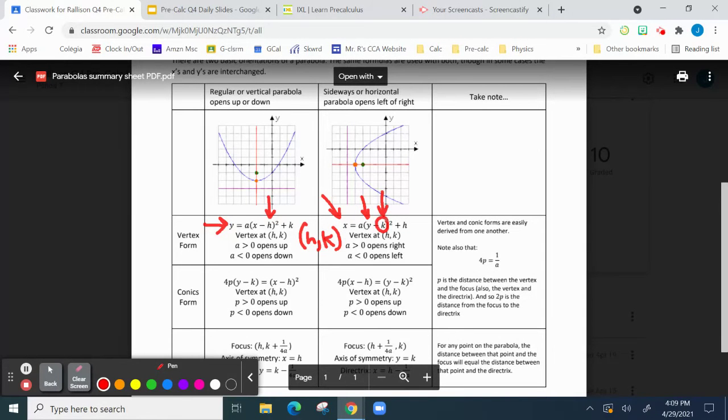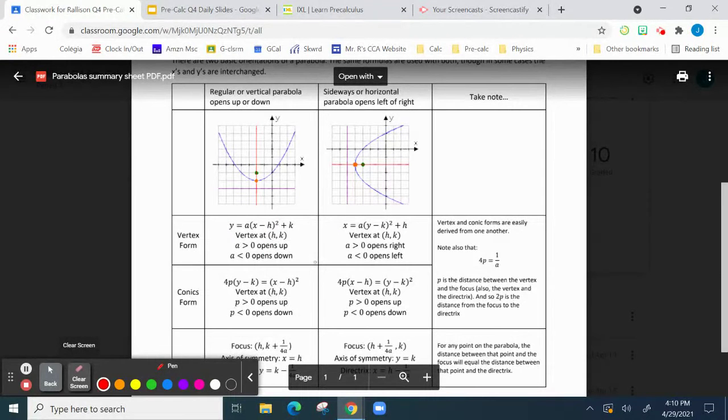So if that's y, then the k, which is the y value of the vertex, has to be in the parentheses. And if the x is in the parentheses, then the h, which is the x value of the vertex, has to be in the parentheses. So a couple more things.